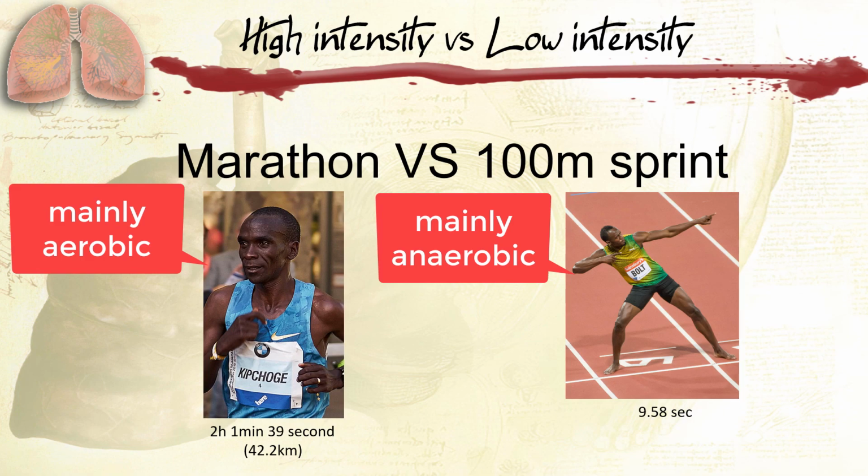So in summary, marathon is the low intensity exercise, while 100-meter sprint is the high intensity exercise. And as a result, for 100-meter sprint, you will be mainly using anaerobic respiration, while for marathon, you will be mainly using aerobic respiration.